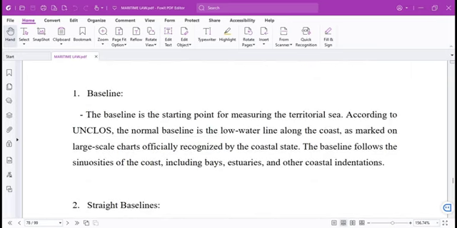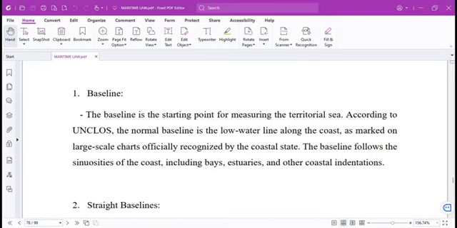The baseline is the starting point for measuring the territorial sea. According to UNCLOS, the normal baseline is the low water line along the coast, as marked on large-scale charts officially recognized by the coastal state. The baseline then follows the sinuosities of the coast, including bays, estuaries, and other coastal indentations.